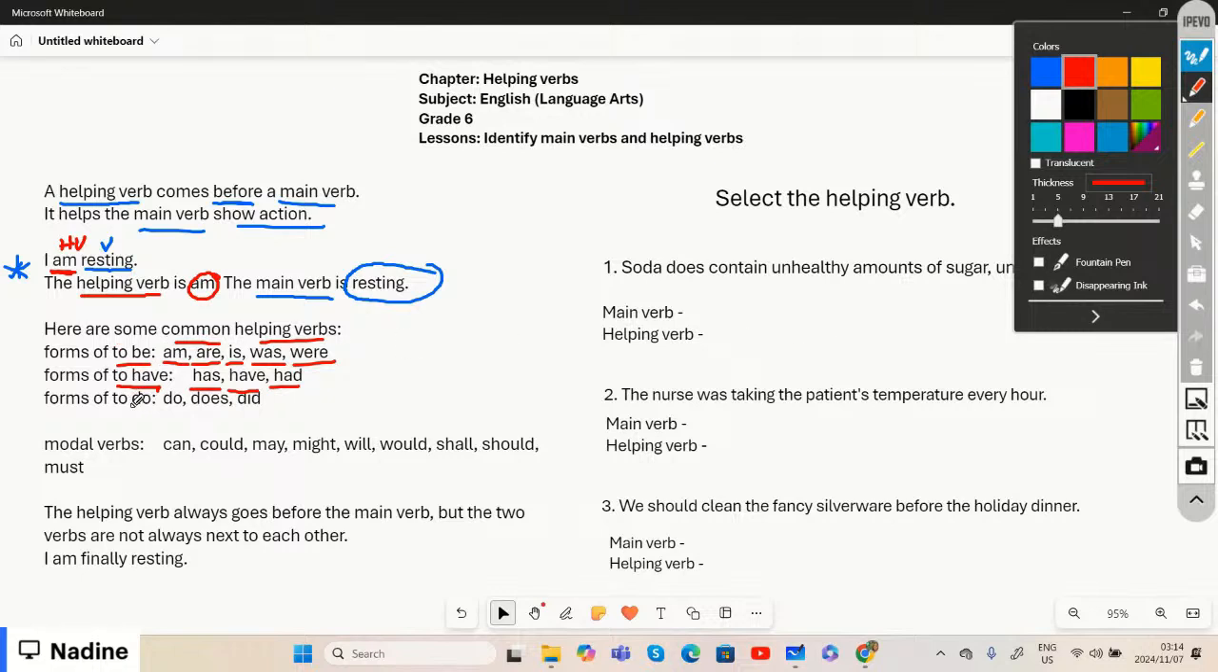And then we have forms of to do. Our helping verbs are do, does, did, and the words that I'm making mention of will be followed by the main verb. These common helping verbs are words that you will find before our main verb, and they basically help the main verb to show the action. They show the action that the person or the thing is doing. Then we have modal verbs.